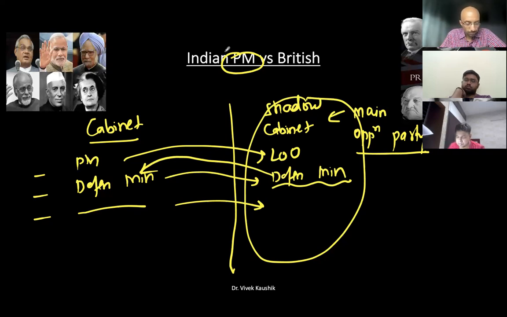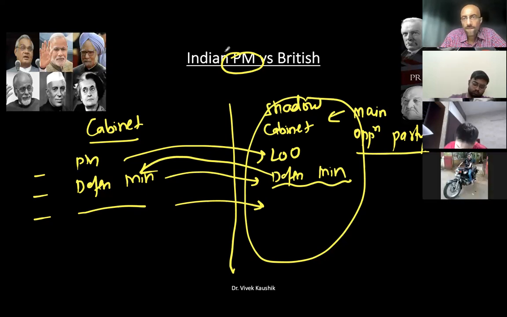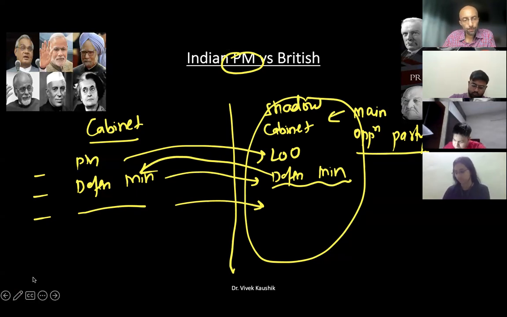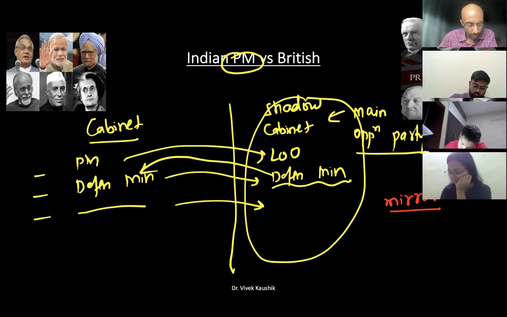Right? So, a shadow cabinet consists of opposition MLAs slash MPs. मतलब in states MLAs, in center MPs, who mirror the portfolios of government ministers. Full stop.